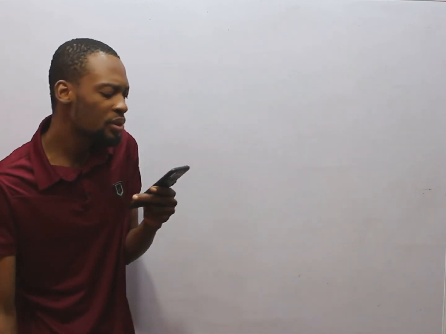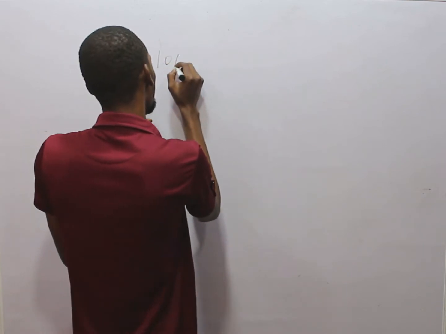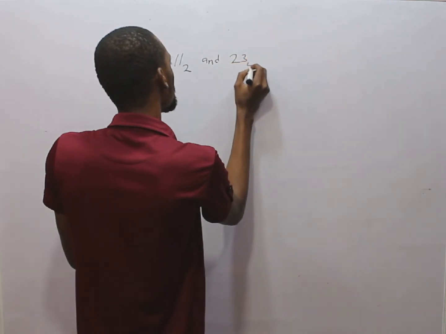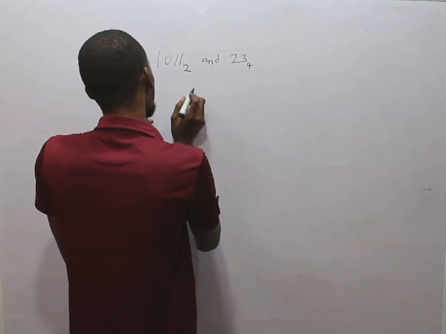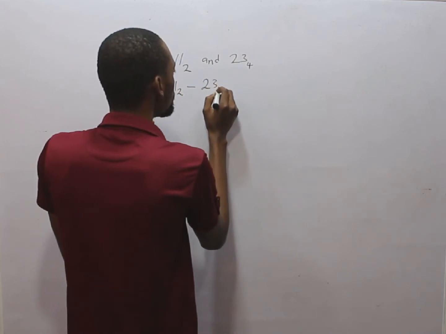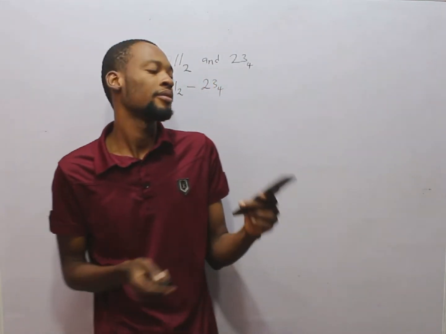Find the positive difference between 1011 base 2 and 23 base 4. It is a crime for you to call this number 1011. You deserve to be arrested. This is one, zero, one, one. So, 1011 base 2 and 23 base 4. We are asked to look for the positive difference, which means 1011 base 2 minus 23 base 4. Difference simply means subtraction. So ignore the positive.